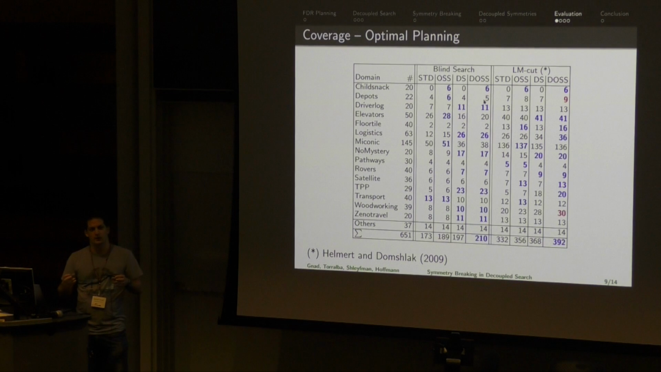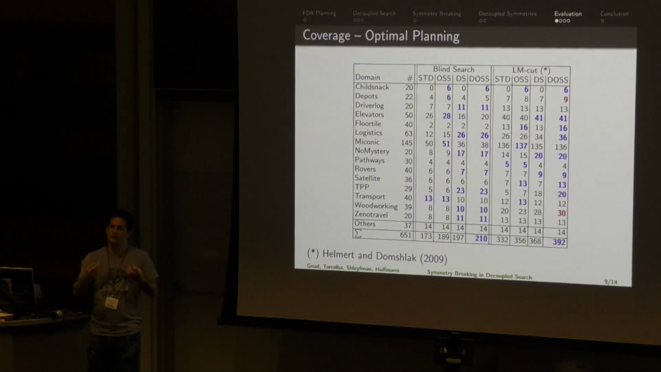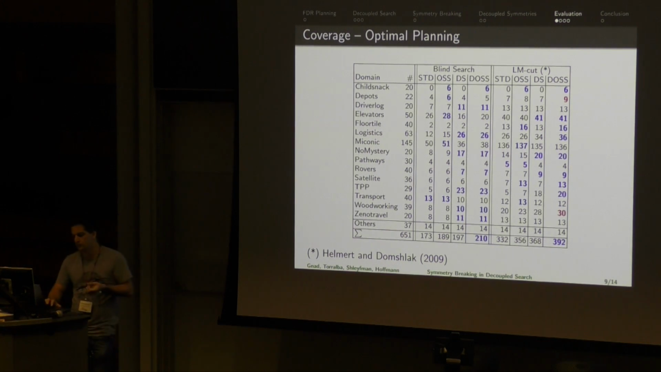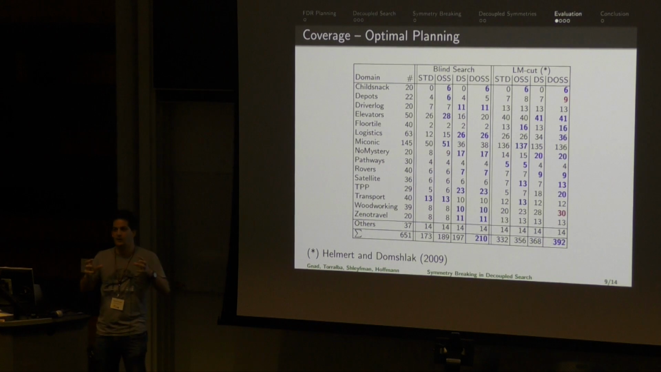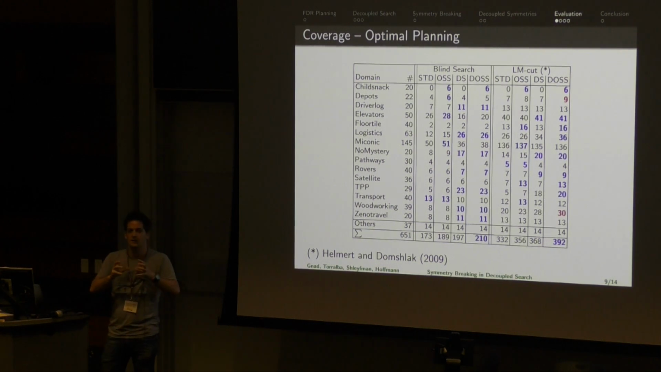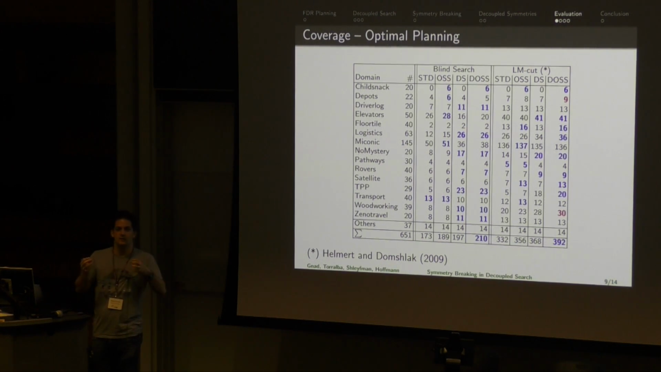There are also cases where mostly decoupled search doesn't perform too well, and the symmetries can somewhat enhance the results, but they cannot really get to the result of pure orbit search. And there are really some remarkable results, for example, here with LM-cut in depots, where the combination is more than just the sum of its components, right? So there are some really beneficial effects, so that the resulting algorithm is better than its two ingredients.